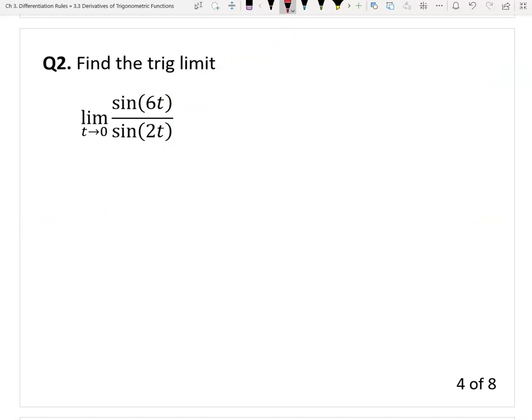But first, let me explore a little. Is this an indeterminate form? We cannot directly substitute. If I try to directly plug t equals 0 into the function, that's 0 over 0, since sine 0 is 0 and sine 0 is 0, which means it's really an indeterminate form. All we need to do is manipulate it, the same as the first time we did.